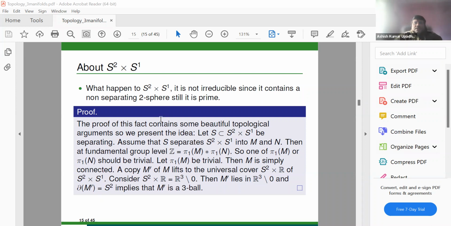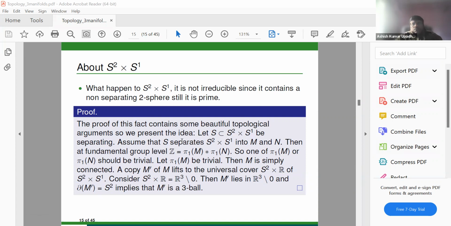Now you can visualize that this space is not irreducible, since it will contain non-separating two-spheres. But it is prime. It is not irreducible, but it is prime. This is the only exceptional case. Why is it so? Let us see a small proof. The proof contains some beautiful topological arguments. Okay, so let us have an idea. Let S be a separating sphere in S2 cross S1.